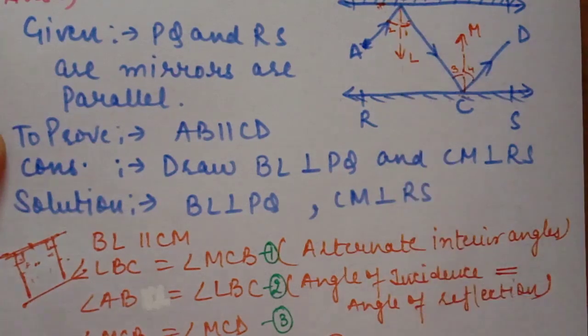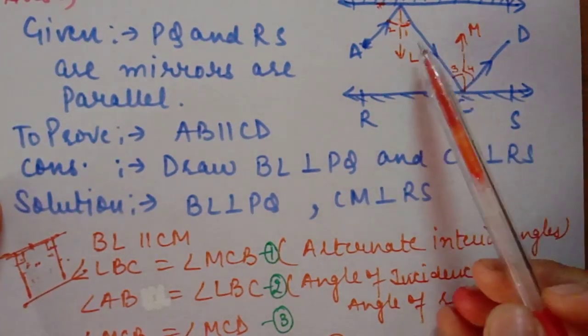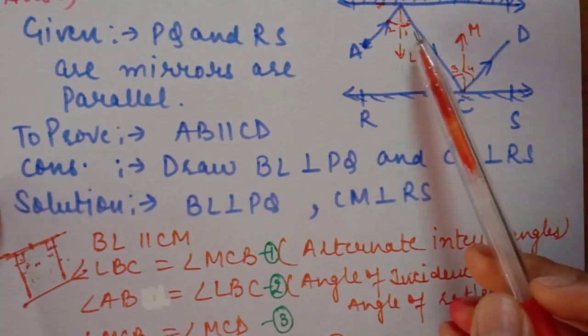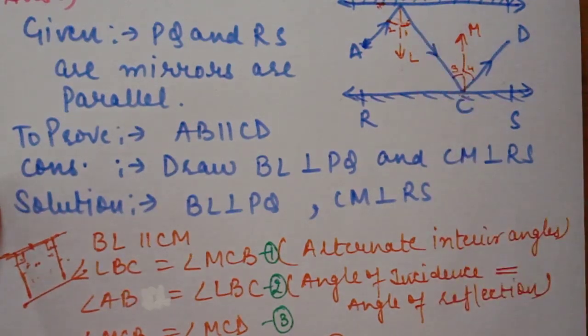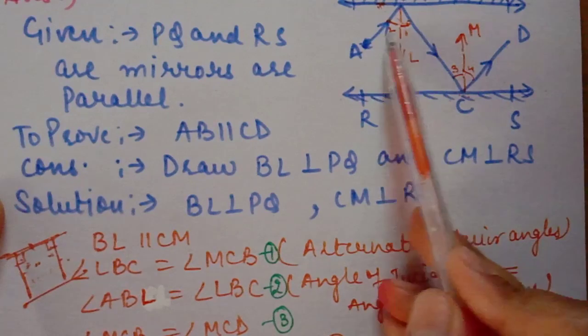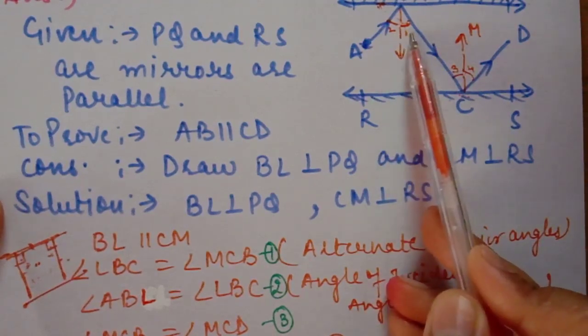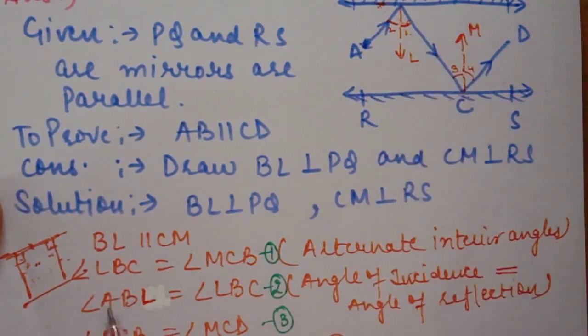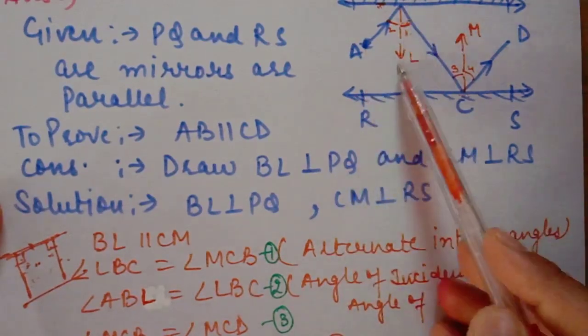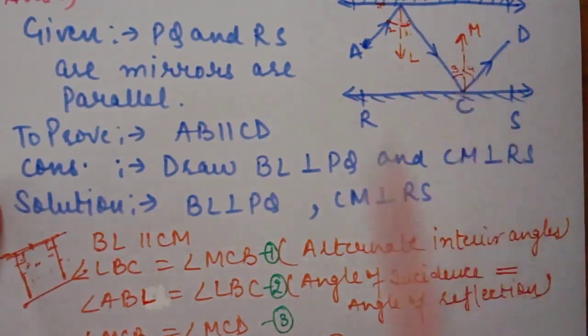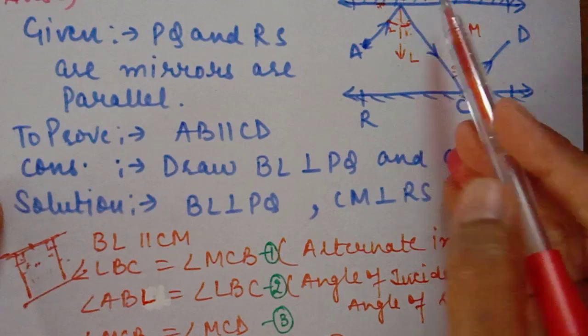You can write angle 1 and 3 also. So now the next step is, we know it very well, these two angles are equal to each other, because ABL and LBC, they are equal to each other.